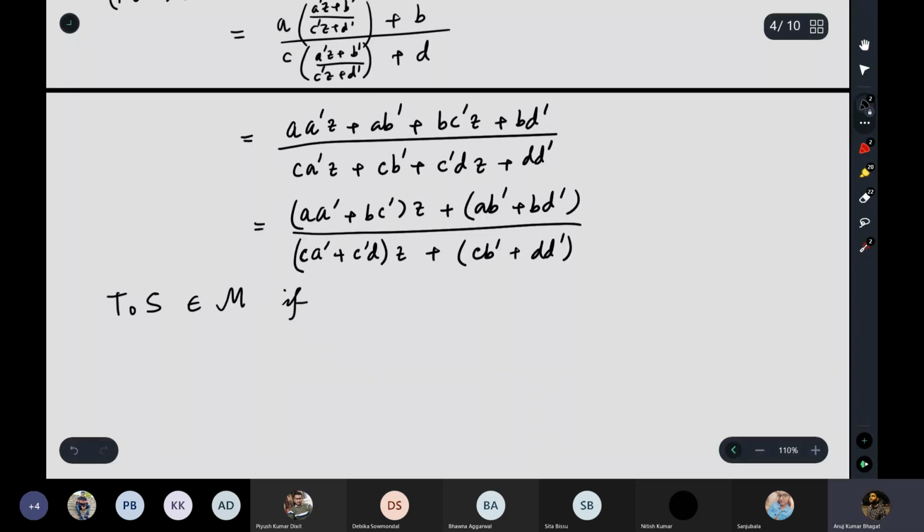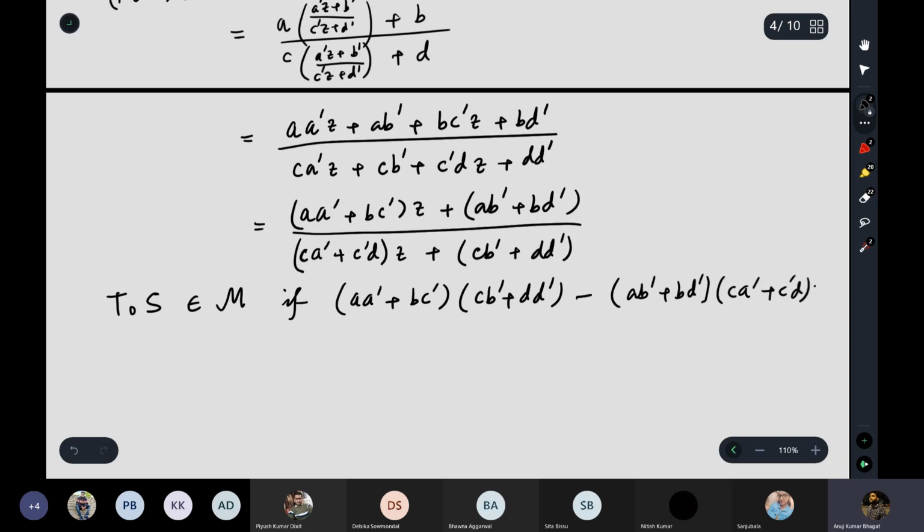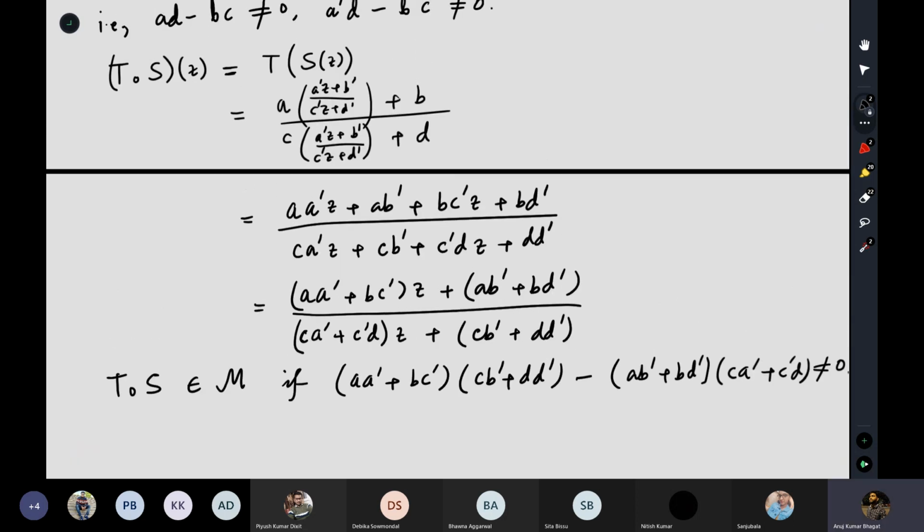This belongs to M if the determinant, which is (A'A + BC')(CB' + DD') minus (AB' + BD')(CA' + C'D), is not 0. Am I correct? When will the composition S belong to M? That is, when will the composition S be a Mobius transformation? When the determinant, which is this into this minus this into this, is not 0.